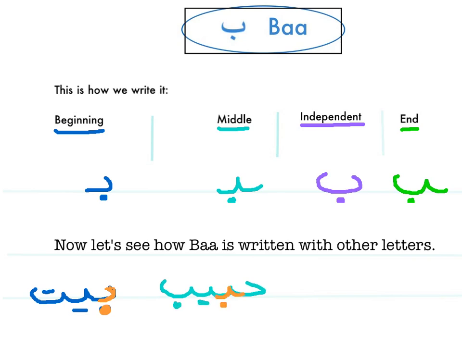Now watch as I write the word Bab. The word Bab has Ba used as an independent and it means door. Now watch as I write the word Kalb. The word Kalb has Ba in the end of the word and it means dog.